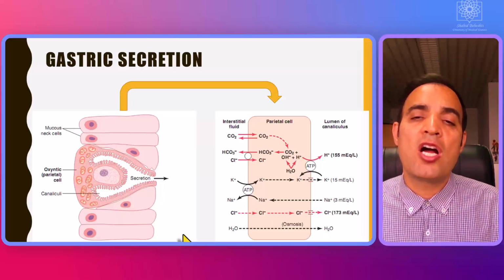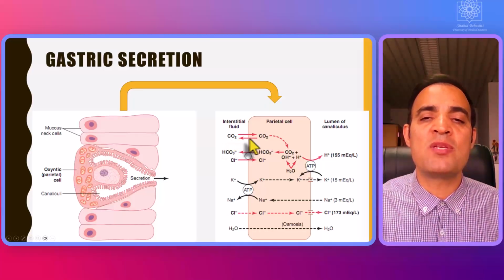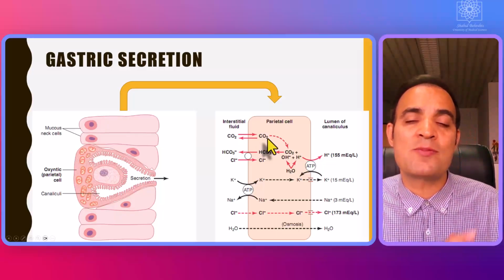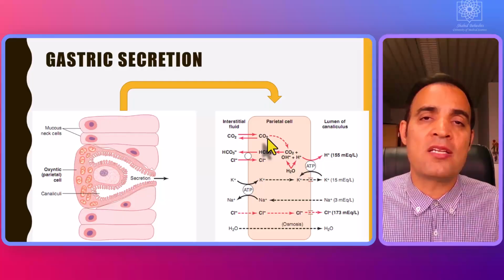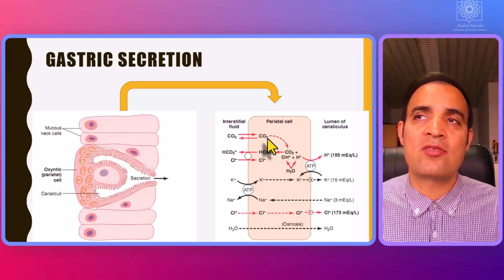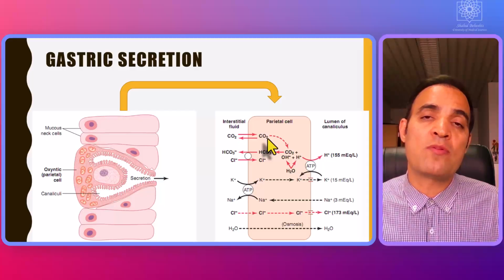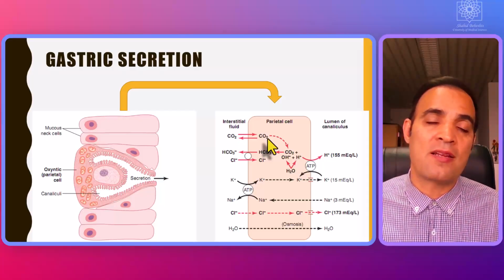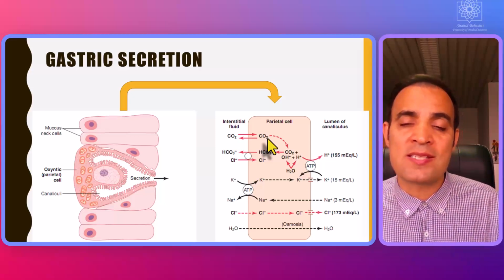Firstly, carbon dioxide in the right figure, you can see that carbon dioxide is being absorbed from the interstitial space into the parietal cell. This is completely in reverse to other cells, where the carbon dioxide will be absorbed by the blood from the cell. Now this cell absorbs carbon dioxide from the blood into the cell.